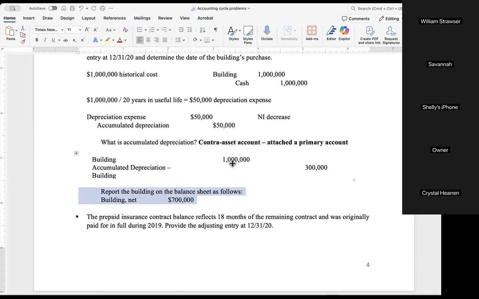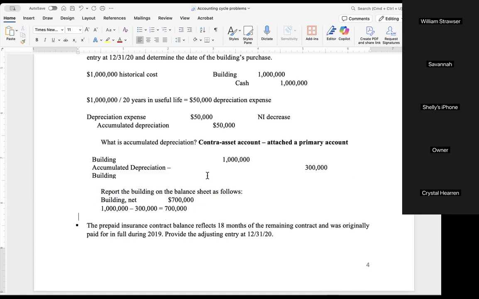Where did you get the 700,000 from? It is just the 1 million minus the 300,000. Because if the 300,000 is a contra asset, that means it's reducing the asset it's tied to. Oh, I see. You got that from the unadjusted. Yeah, I got it from the unadjusted trial balance, this piece here.